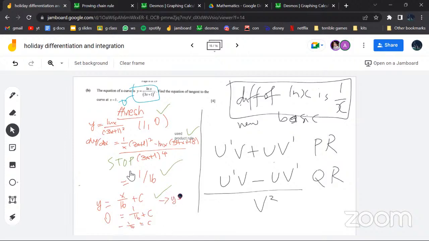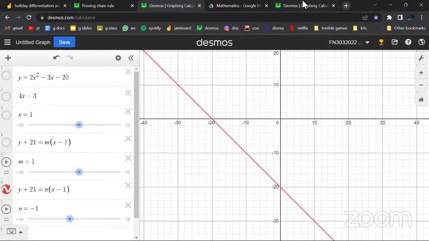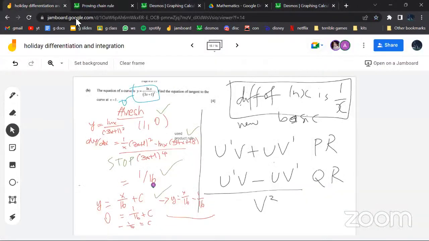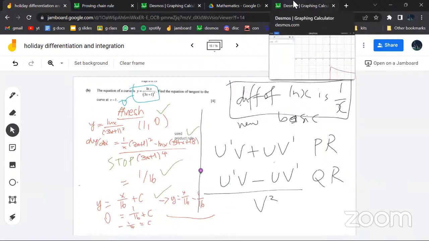Prove your answer in Desmos. Now for Desmos, you usually put four things, right? Usually put the original one, the dy/dx, the line, and whatever x equals to. So why don't you just put the original? You don't need to put the dy/dx. Just put the original, the line, x equals to 1. Do it in your Desmos.